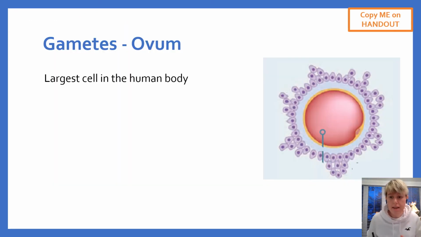So our second gamete is the ovum, and again, these are the reproductive cells that are found in biological female organisms. So this is the female reproductive cell.